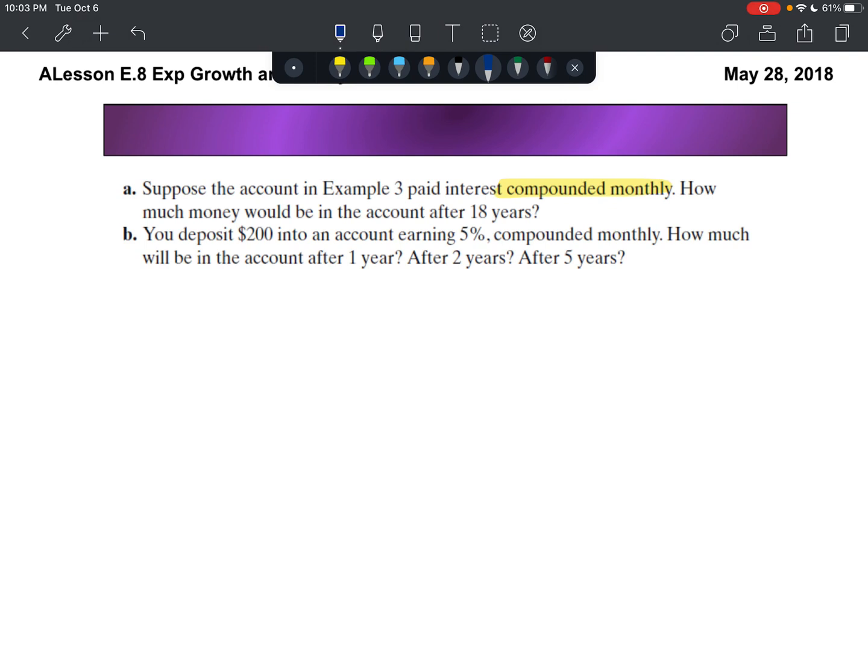Okay, so press pause. If you've already pressed pause, I'm going to show you what the answer is for A. We're not going to do B, we're just going to do A. So for A, and this was for example number 5, I think.